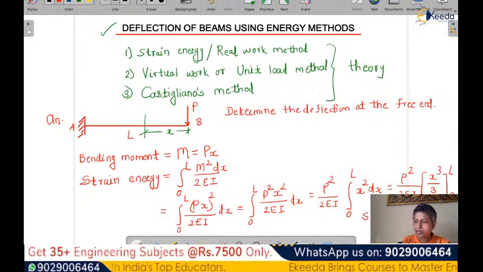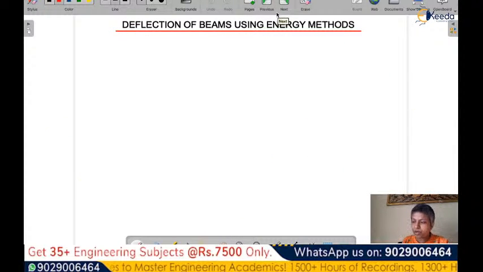Okay, so this is our strain energy value. Now, work done by the load. Okay, so this is one part of the problem. That's what we know, the strain energy we have calculated. Now let's see what is the work done by the load.